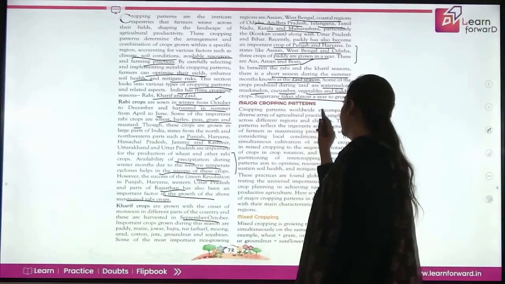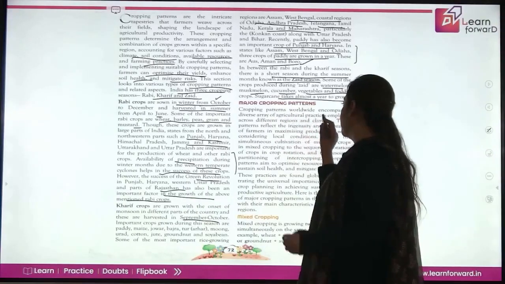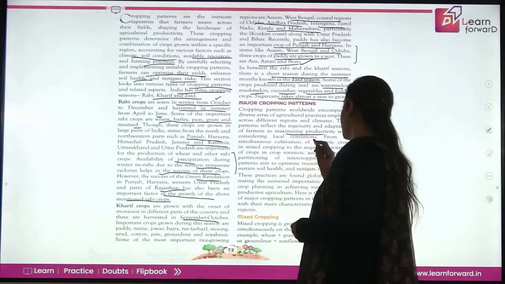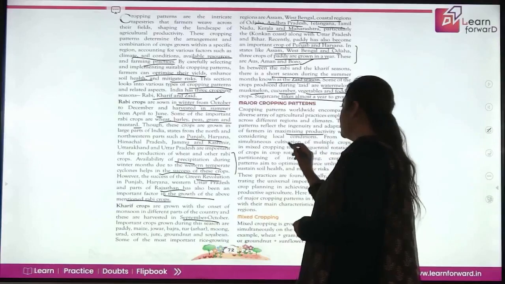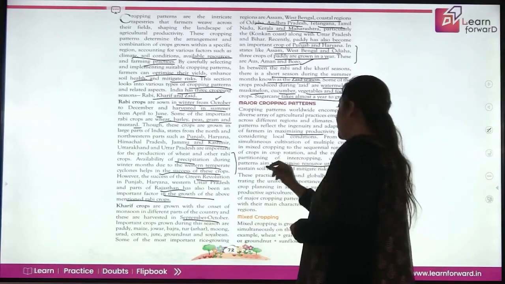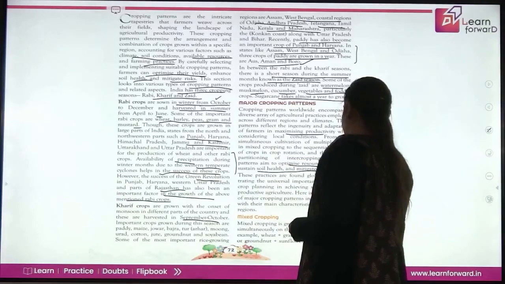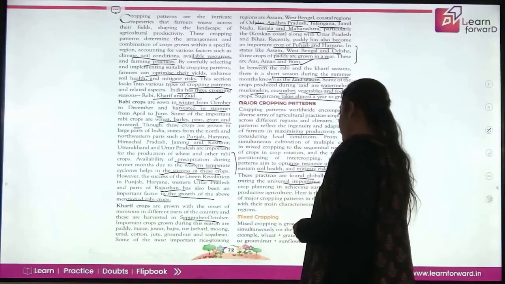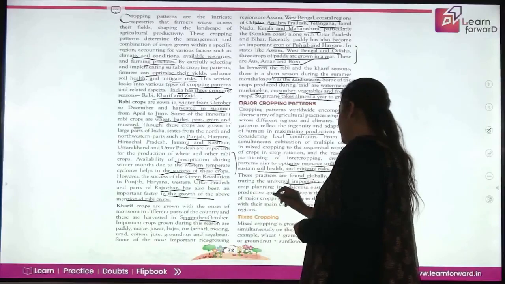Cropping pattern worldwide encompasses a diverse array of agricultural practices employed across different regions and climates. These patterns reflect the ingenuity and adaptation of farmers in maximizing productivity while considering local conditions. From the simultaneous cultivation of multiple crops in mixed cropping, to sequential rotation of crops in crop rotation, and the resource partitioning of intercropping, cropping pattern aims to optimize resource utilization, sustain soil health, and mitigate risk. These practices are found globally, demonstrating the universal importance of strategic crop planning in achieving sustainable and productive agriculture.